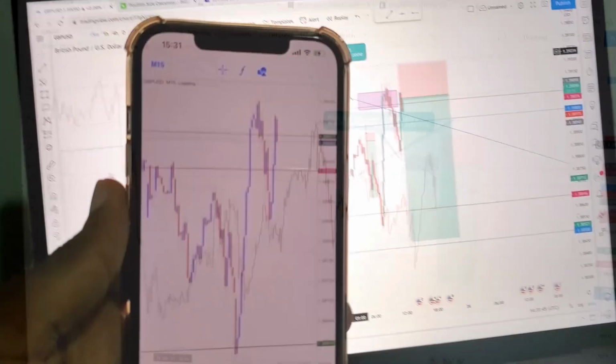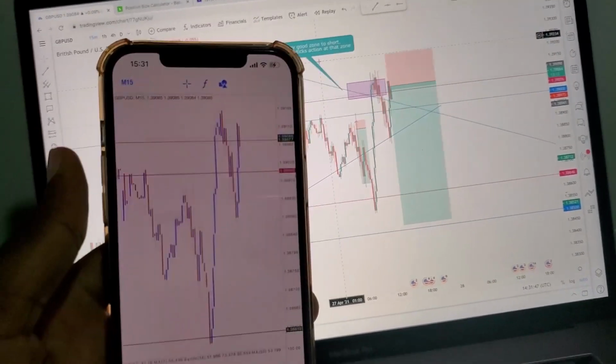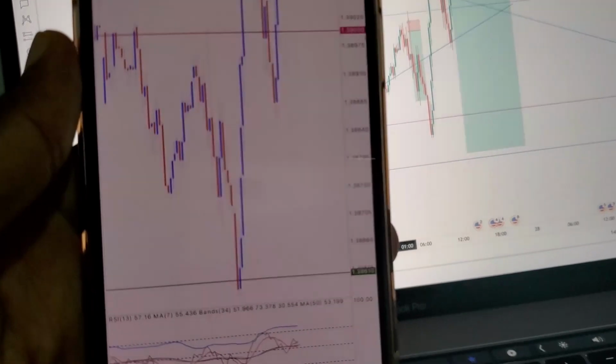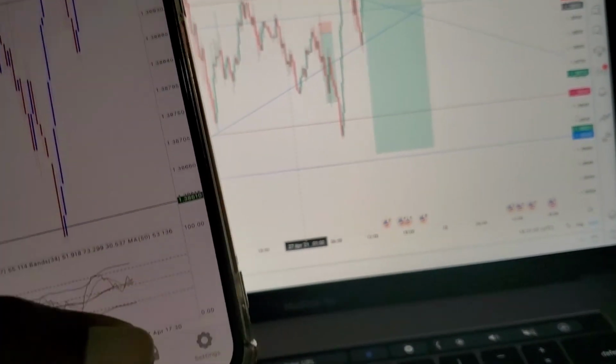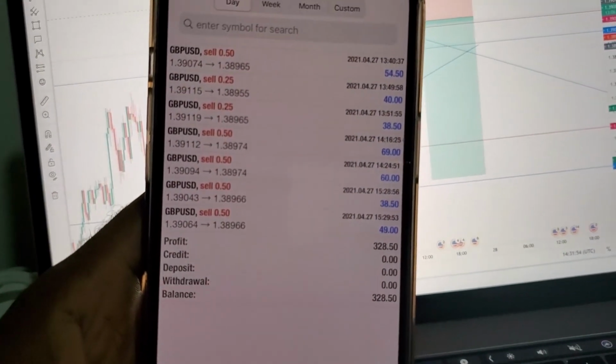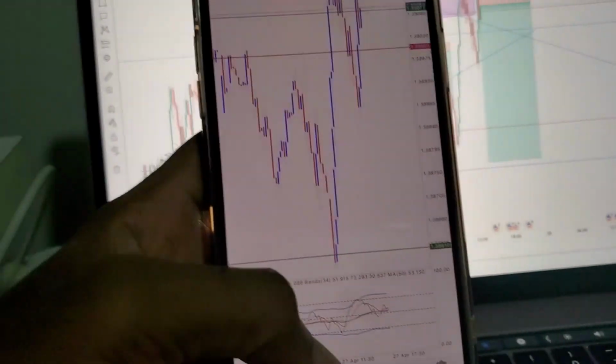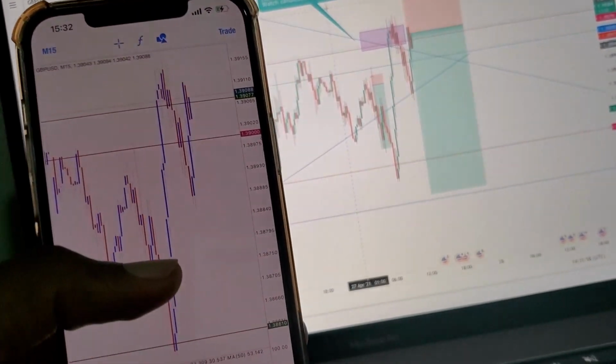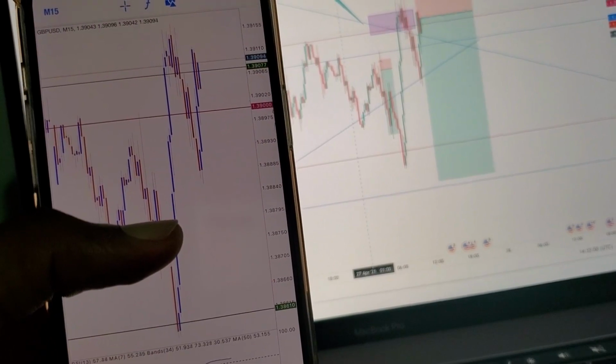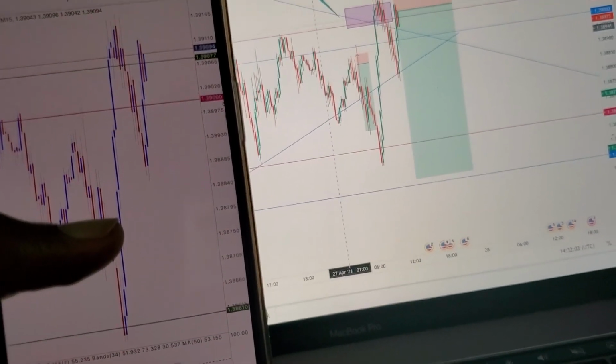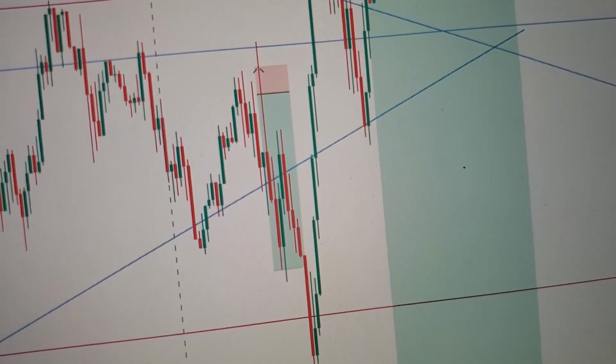So the first try, I closed it out upon seeing this weak rejection at this point. As you can see right there, I still have like $328 I made on top of that. So your exit is as important as your sniper entries, right? You have to know when to exit, whenever you see any kind of weak rejection like this.